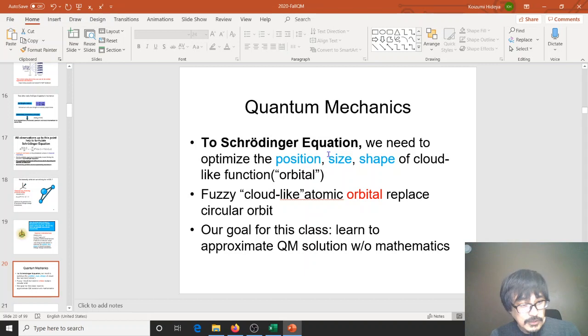Our goal for the next lecture is, assuming that you have enough mathematical background, you can write a computer program to compute the shape of the orbital and so on. We can do quite a bit of prediction of what's going to happen to the chemistry, and we are going to start working on that in the next videos.